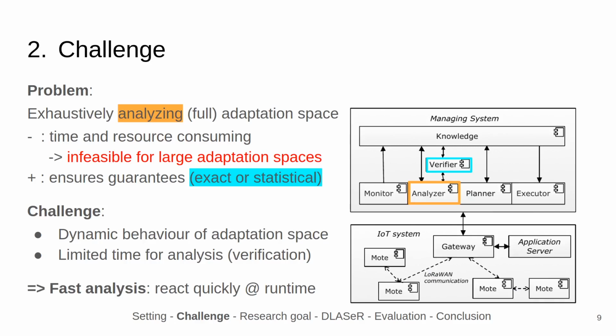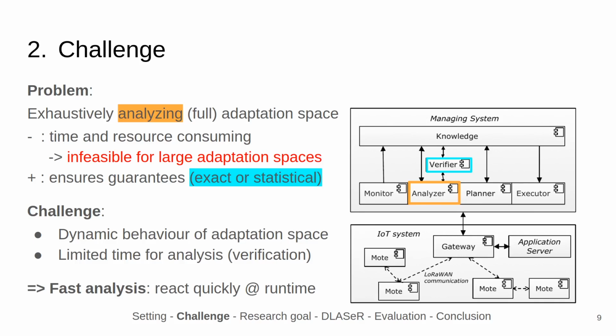Now we present the challenge. The problem this research tackles is that exhaustively analyzing the full adaptation space is both time and resource consuming, meaning that it might be infeasible for large adaptation spaces to do this. But on the other hand, doing such an exhaustive analysis ensures guarantees that are either exact or statistical depending on the specific type of verifier that is used.